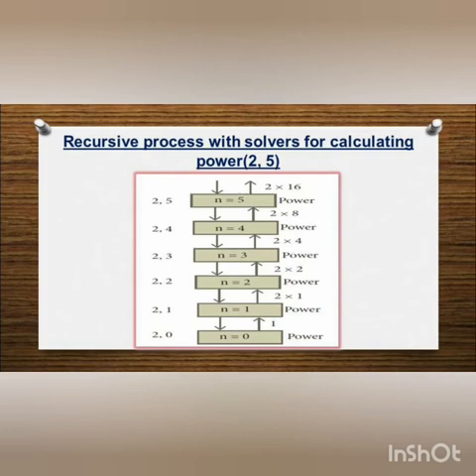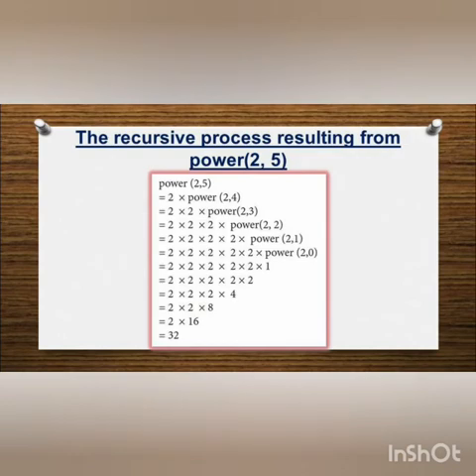Do you understand this concept? Recursive process for power of 2, 5. Our question is a into a to the power of n minus 1. Here a value is 2 and n value is 5. Power of 2, 5. Then we have to reduce the input. How do you reduce the input?